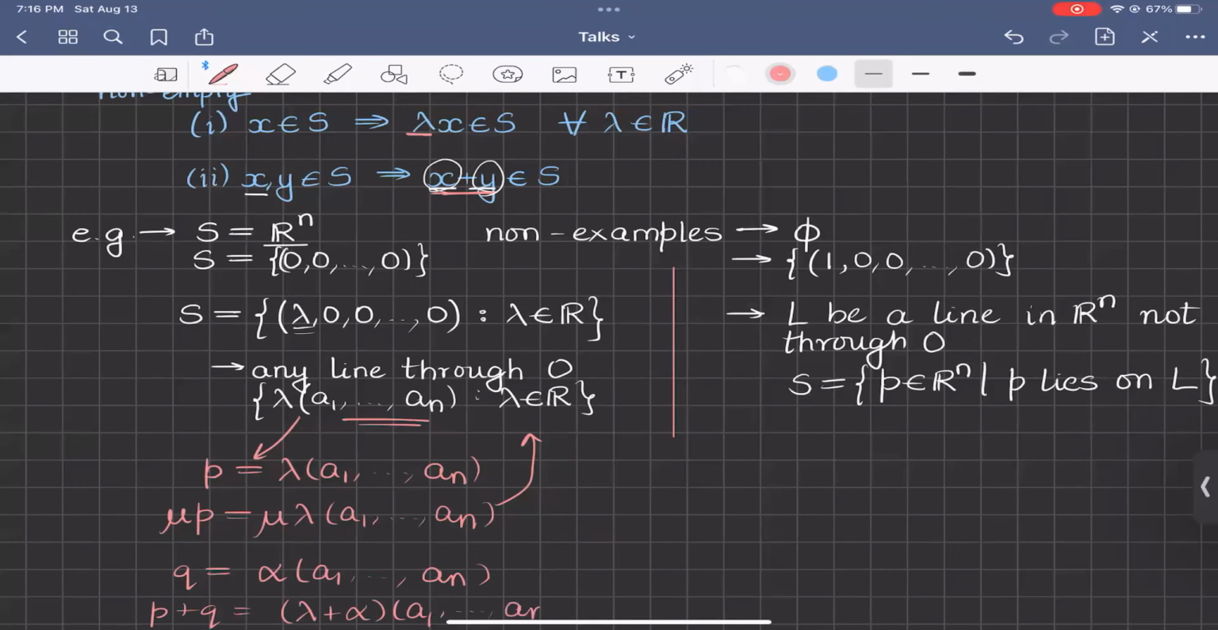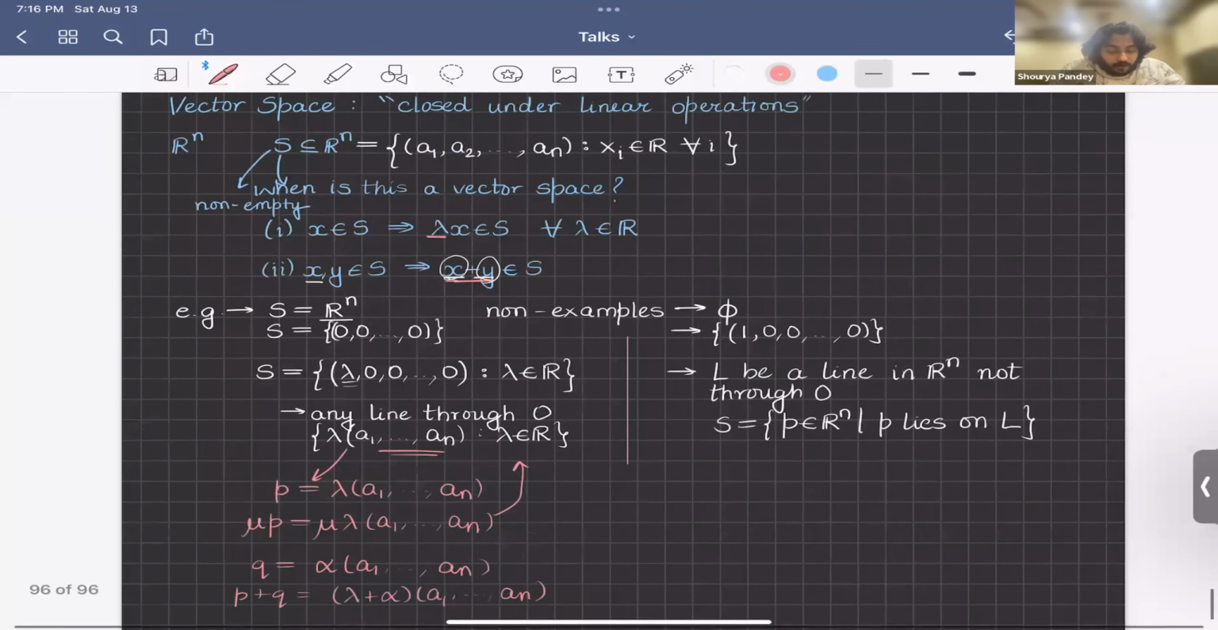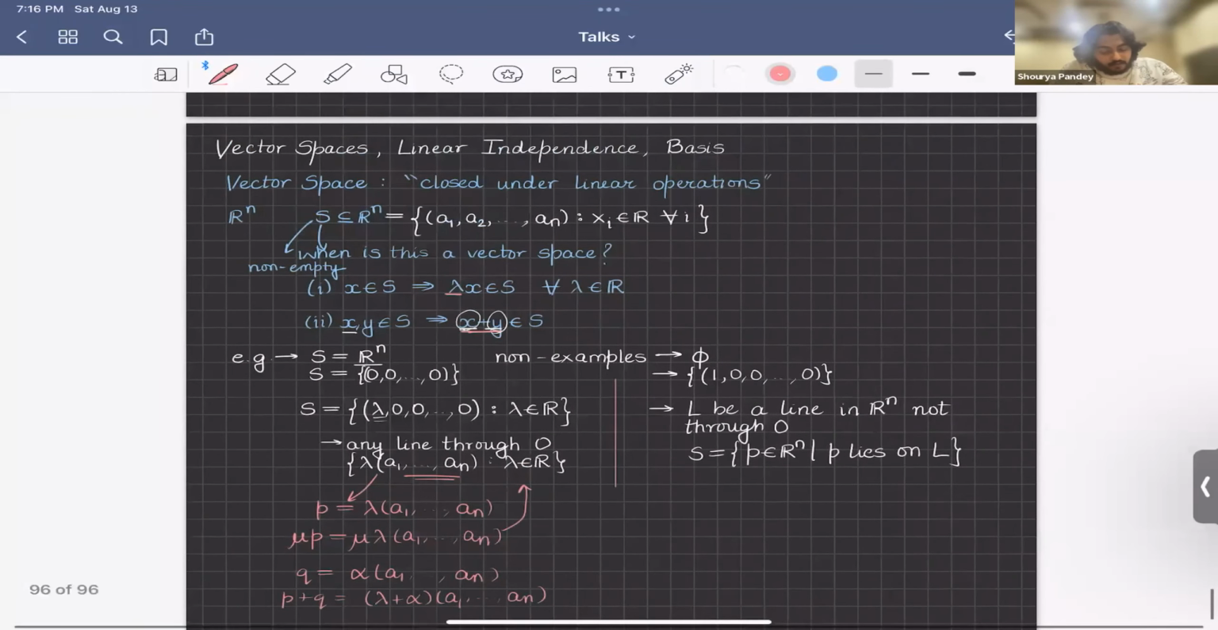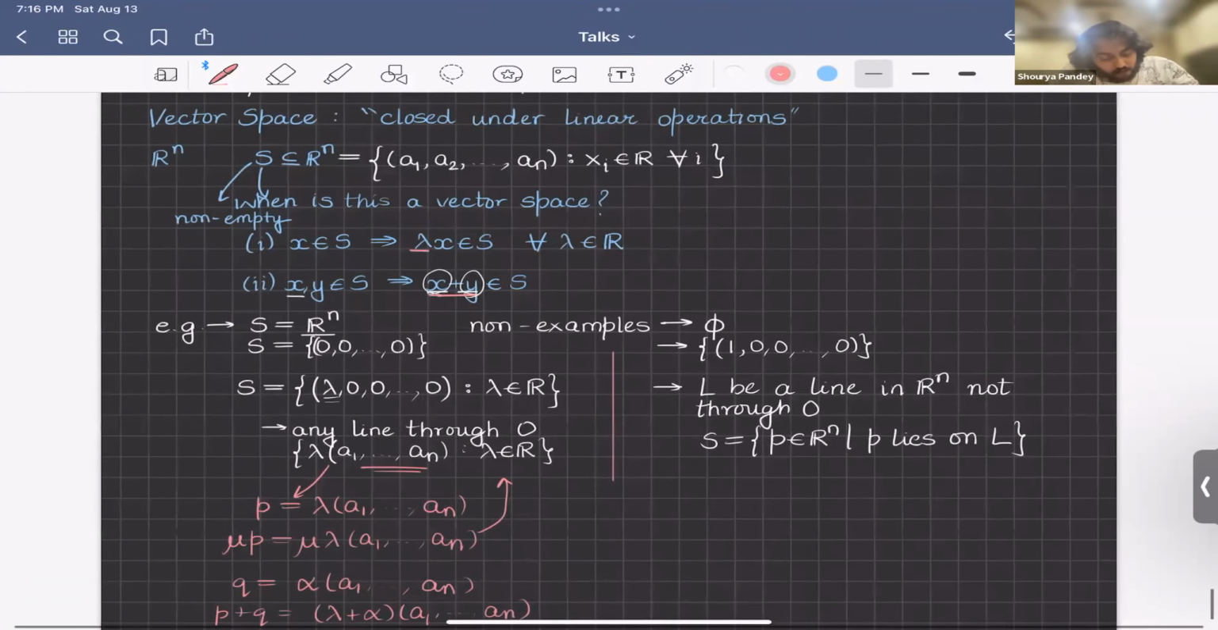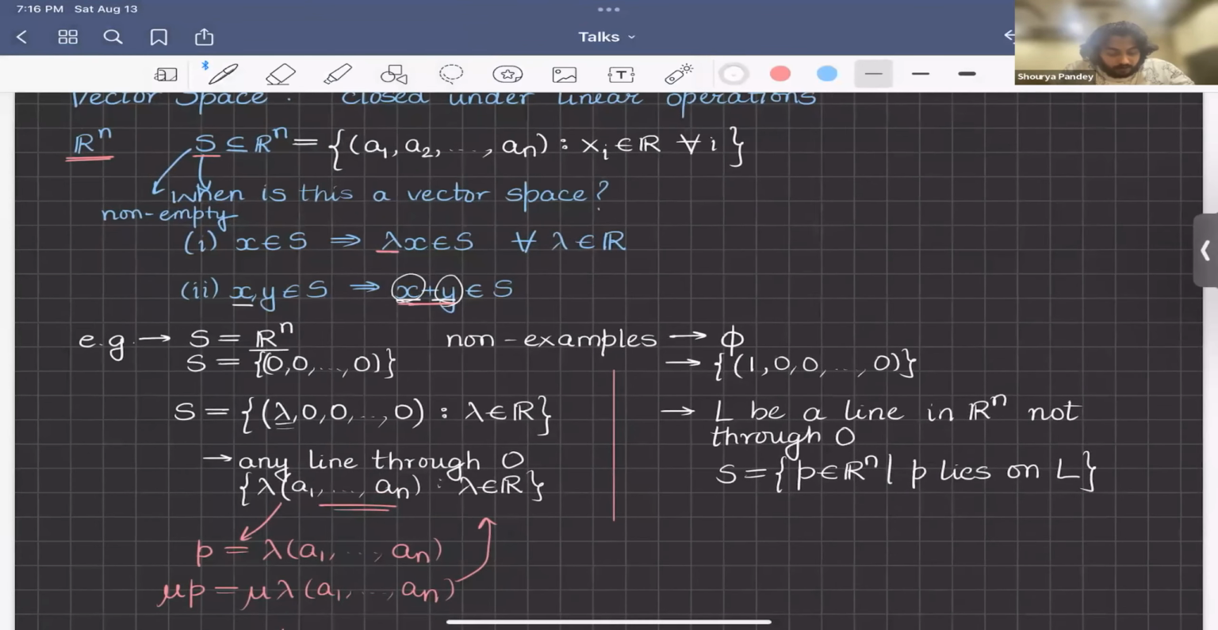Okay. So for people who just joined, I'm just defining what the vector space is. Basically, it's a set. I'm just talking about R to the n. It's a set such that if a point is in the set, then any scalar multiple is also in the set. And if 2 points are in the set, then their sum is also in the set. So that's all it means. And it's non-empty.